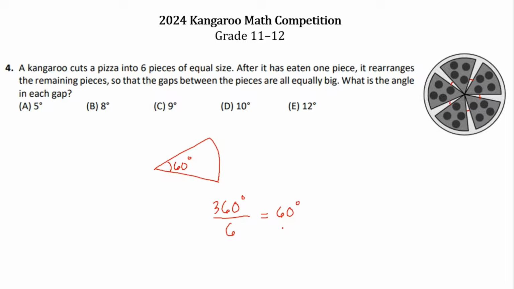So how many gaps are there? 1, 2, 3, 4, 5. So let's divide 60 degrees by 5. So 60 degrees divided by 5 is equal to 12 degrees, right? So the answer here is option E.